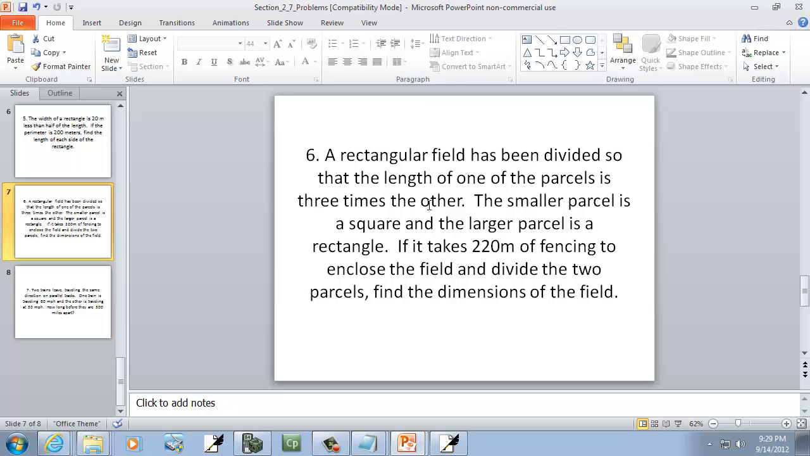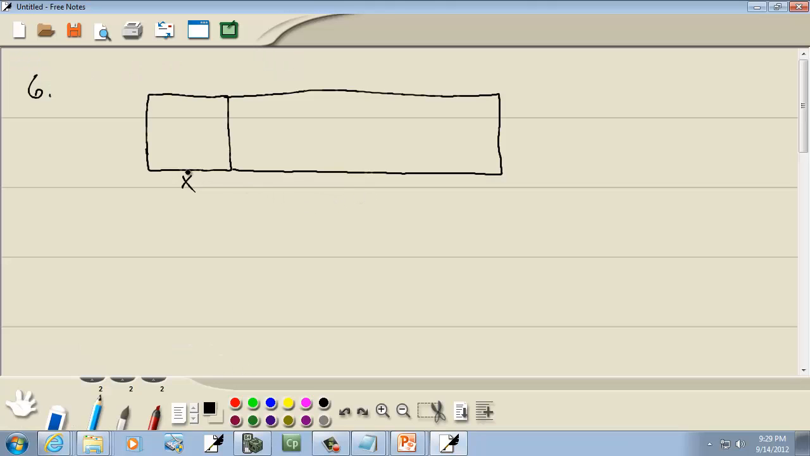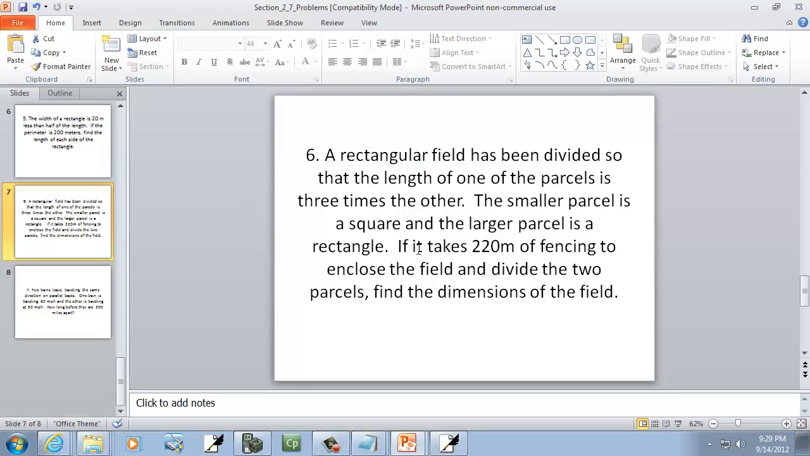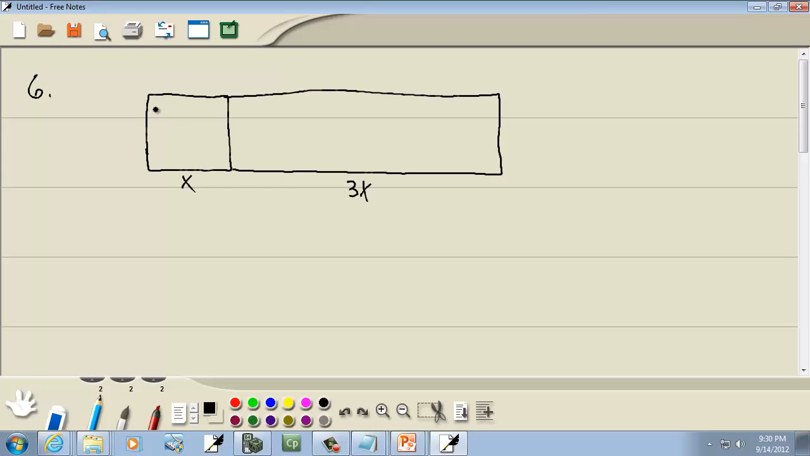Divided so the length of one of the parcels is 3 times the other. So if this is x, this is 3 times that, so this would be 3x. So I looked at this distance here and I tried to do 3 of them. Okay. Square, large parcels, rectangle. Okay, so that's what they give us.